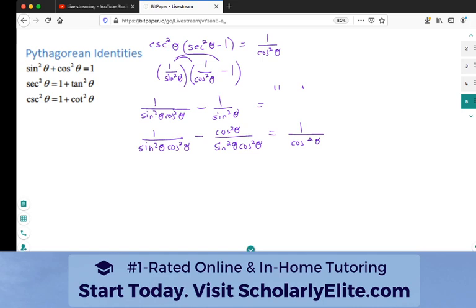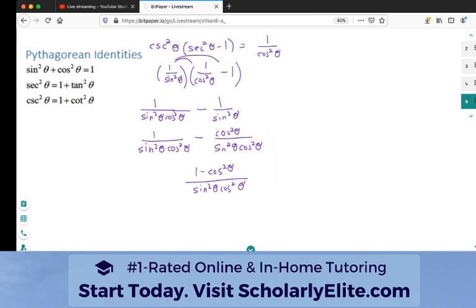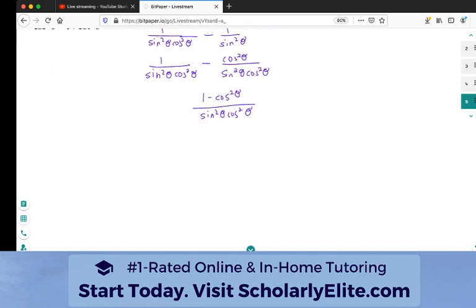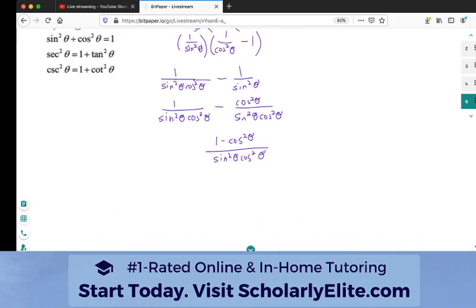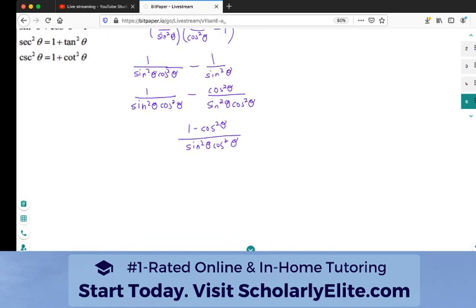Alrighty. At this point, we're left with 1 minus cos squared theta over sine squared theta cos squared theta plus 1 over cos squared theta. Now, as we remember, this Pythagorean identity rearranged says 1 minus cos squared theta is the same thing as sine squared theta. So I'm going to replace 1 minus cos squared theta by sine squared theta, and that leaves us with sine squared theta over sine squared theta times cos squared theta.